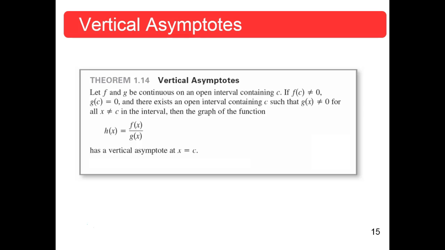Then the graph of the function h of x, f of x over g of x, has a vertical asymptote at x equals c. Now what they're saying here is g is some function that only has one value at which it's 0, and that would be at x equals c. C plus a little bit, c minus a little bit, g is not equal to 0. Then that would be it.